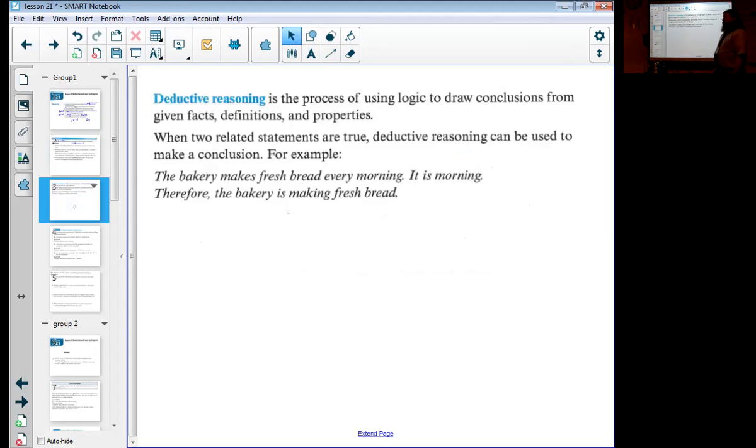So deductive reasoning is you have all the possibilities that you have, and you follow the rules to make it so that the amount of stuff that's left is going to be a true statement. So deductive reasoning involves using logic to draw conclusions from given facts, definitions, and properties. So with two related statements true, deductive reasoning can be used to make a conclusion. So here, the bakery makes fresh bread every morning. It is morning. Because it is morning relates to this part of it, then we can say that the first part is true.